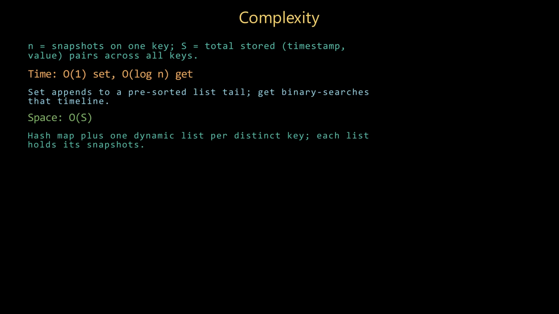Let n be the number of snapshots stored for one key, and s the total pairs stored across all keys. Set is constant average time, hash map lookup plus append to the end of a presorted list. Get is order log n, binary search on that key's timeline for the largest timestamp still at or before the query. Space is order s for the map and all timeline lists combined.